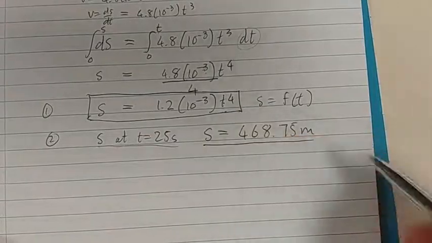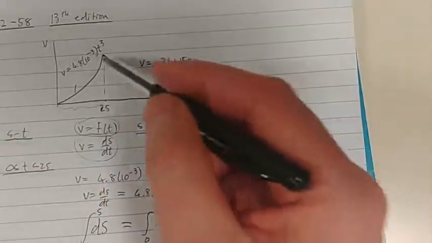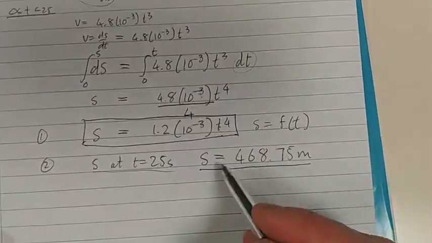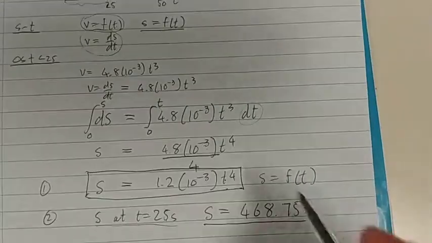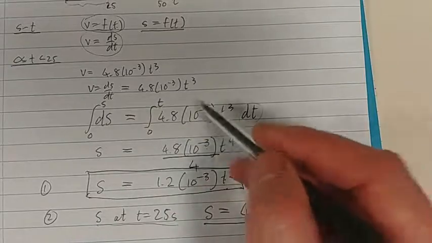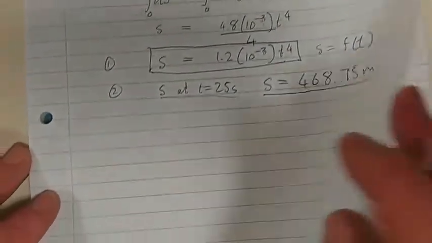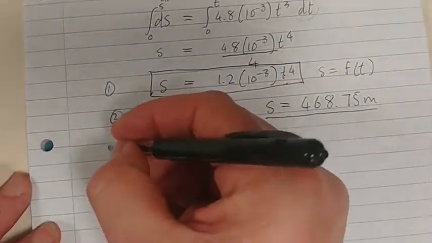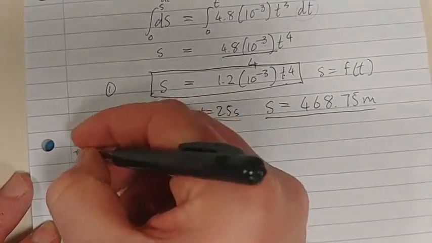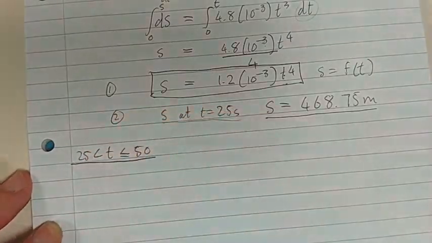And that's important. This is important because we have an erratic motion or piecewise function. And when we integrate, we're looking for our limits, right? It's important that I find that s equals 468 because it forms the initial limit in my new integral, as you'll see. Okay, so that's good there. Let's now look between 50 and 25 seconds. Let's see what's happening there.